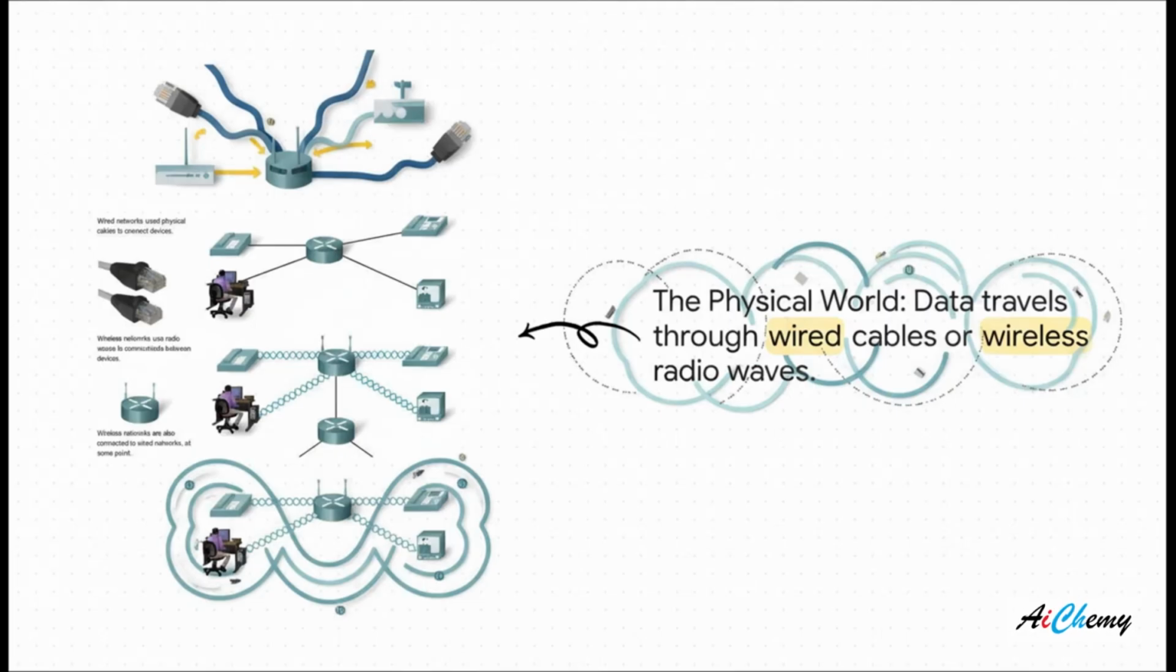And this is what it looks like in the real world. That physical layer is your data literally flying through the air as radio waves on a Wi-Fi network or pulsing down a physical Ethernet cable. They're just different methods for moving those fundamental ones and zeros from point A to point B.